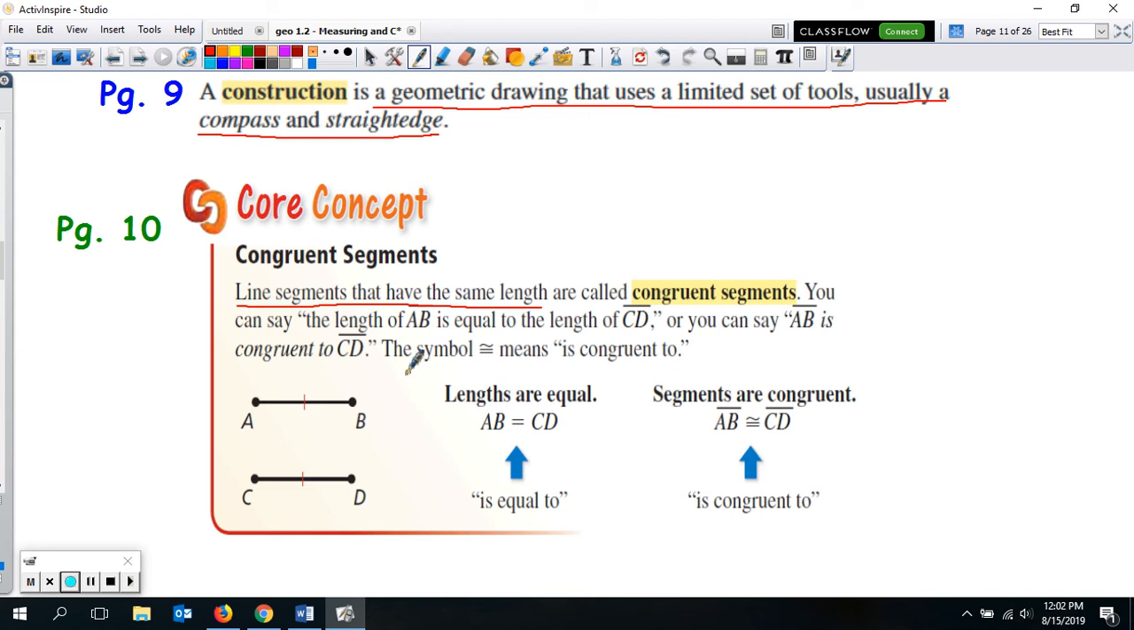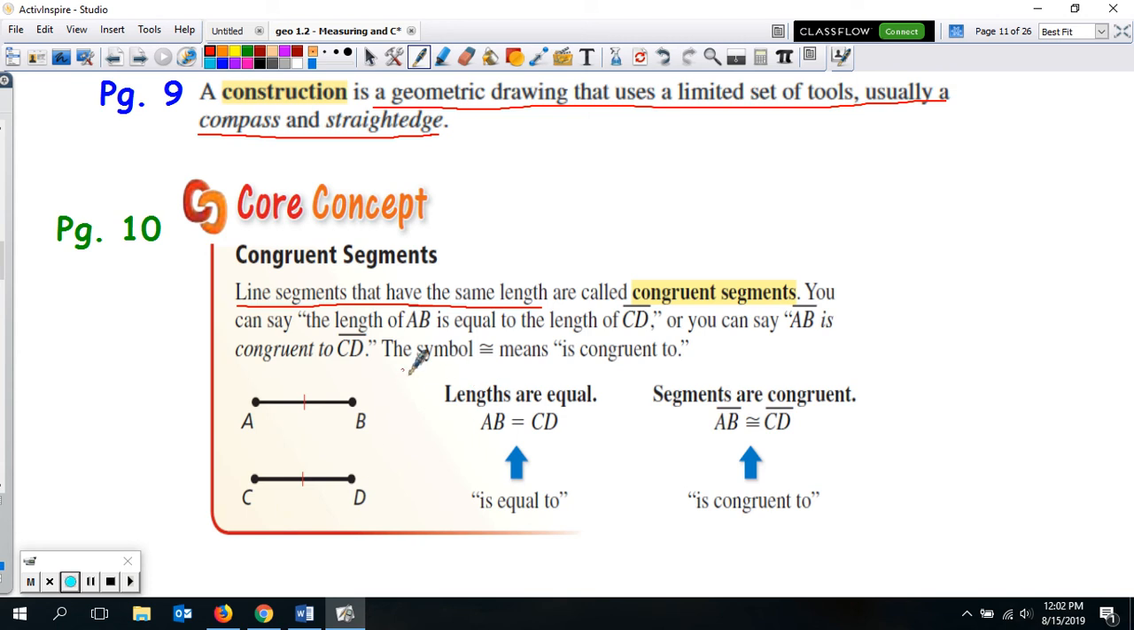And so we can see a different way of writing this down here. The length of AB is equal to the length of CD, this segment here. And so you can say that segment AB is congruent to segment CD. That's what we're saying here.